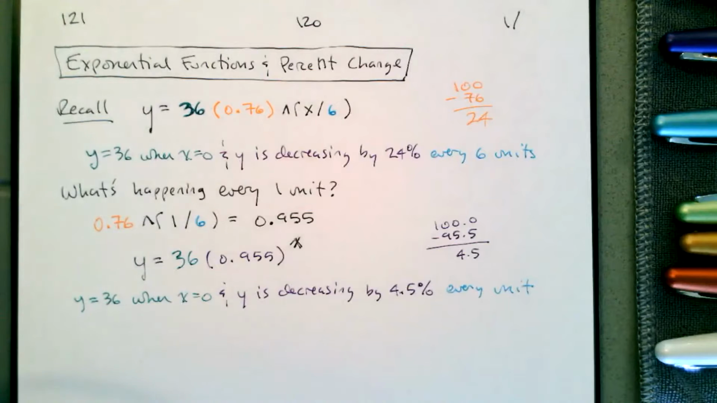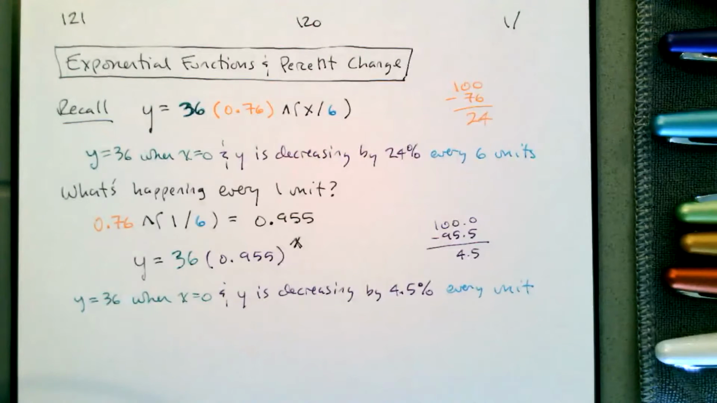So if we take 100 and subtract 76%, that means we're left with 24%. And so we could describe what's going on in this function by saying y is 36 when x equals 0, and y is decreasing by 24% every 6 units. So here's a description of what's going on every 6 units. We might want to know what's going on every 1 unit.